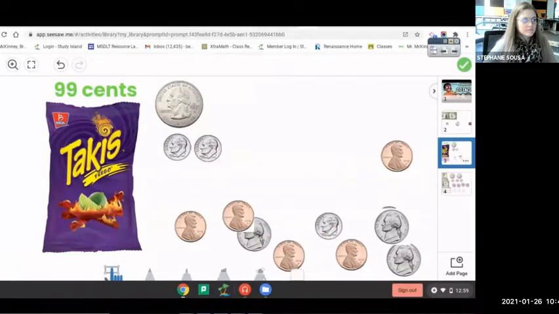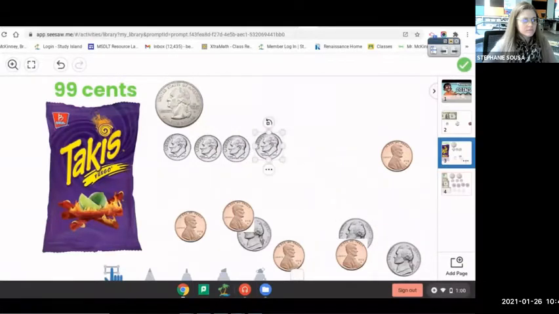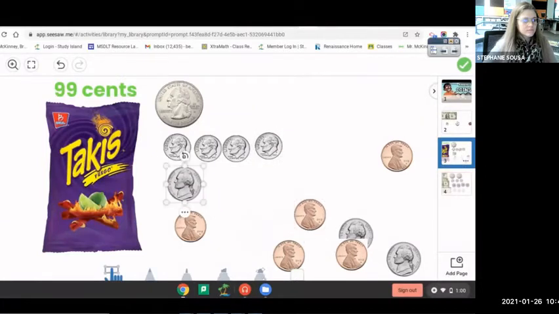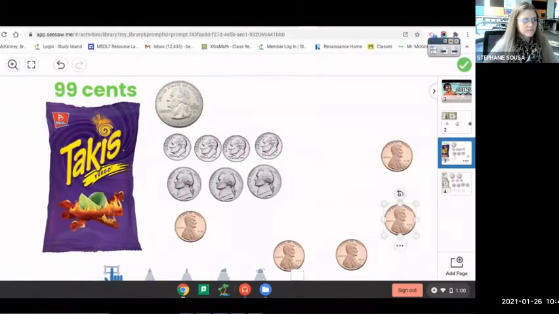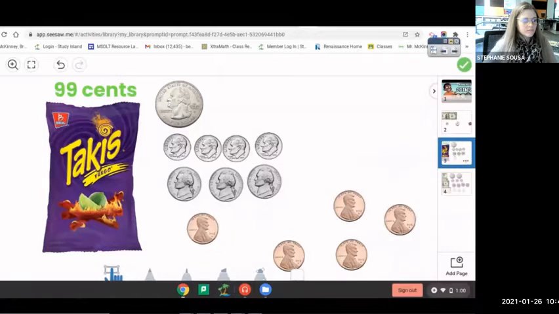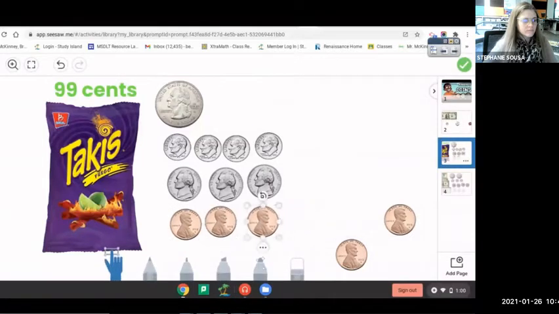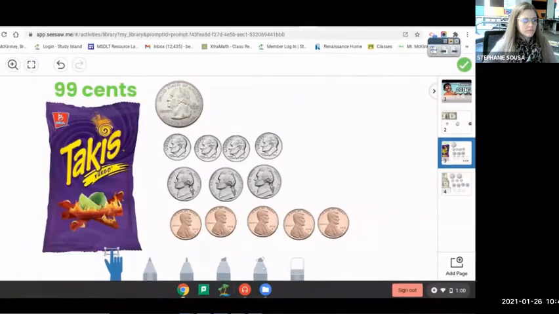2 dimes, 3 dimes, and there's 4. Quarter, dimes. The next one is nickel. Quarter, dimes, nickel, penny.